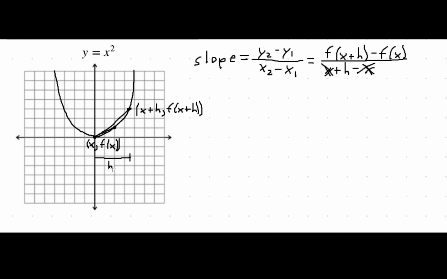So if the length of h gets smaller and smaller, it eventually goes to 0. So when it goes to 0, then we just have a point. So we just have 1 point then when h is 0. And then that's going to be the actual slope at that point.